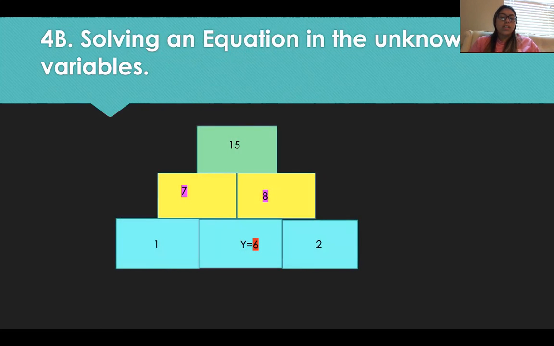And so y equals 2 and x equals 6. Now that we know that y equals 6, we can plug in to solve the rest like this. 6 plus 1 equals 7, which gives us the first yellow square on the left. 6 plus 2 equals 8, which gives us the second yellow square on the right. If we add 7 and 8, we get a total of 15, which is the top green circle.